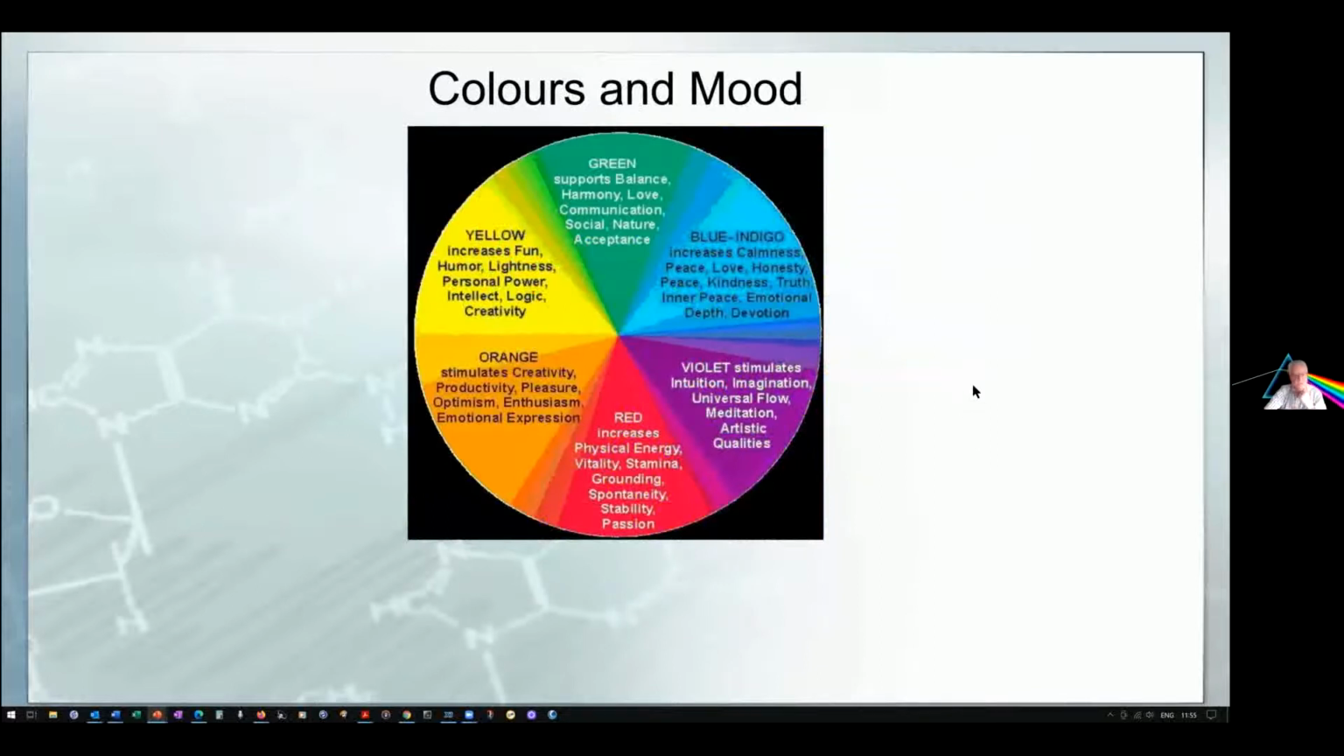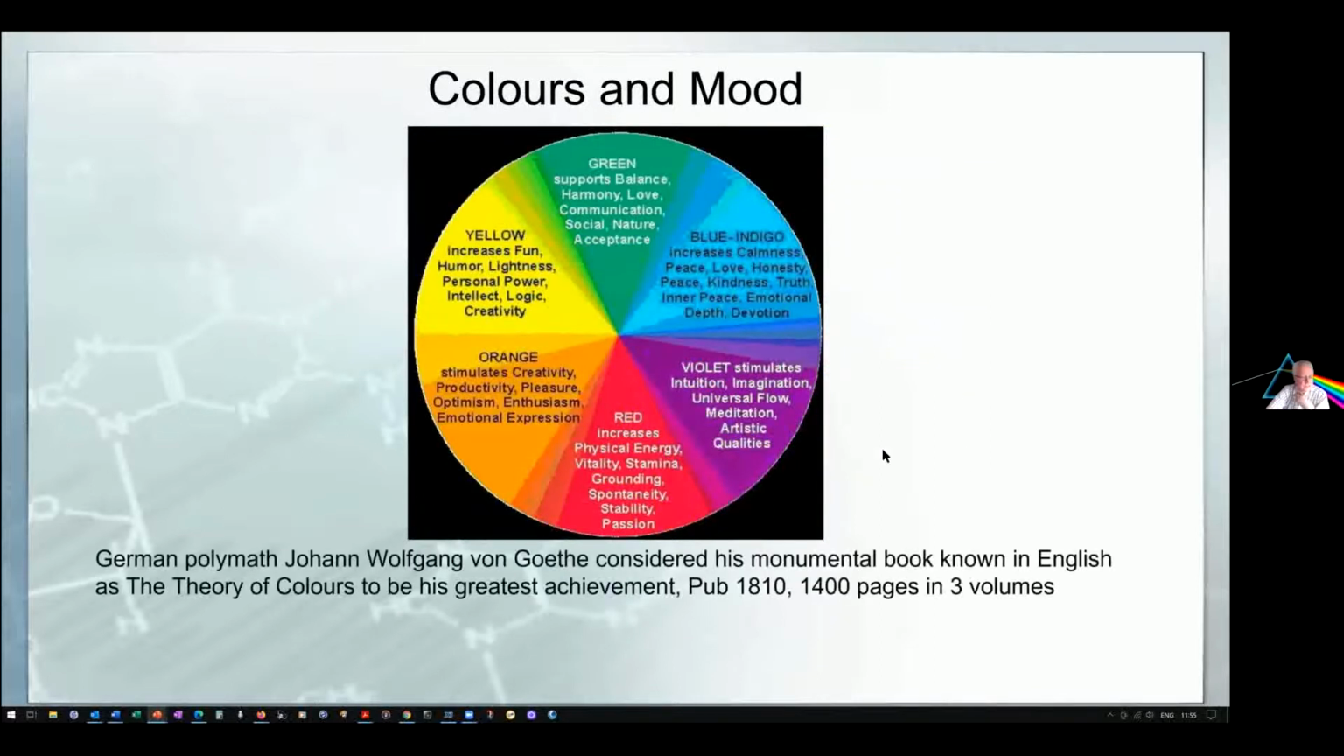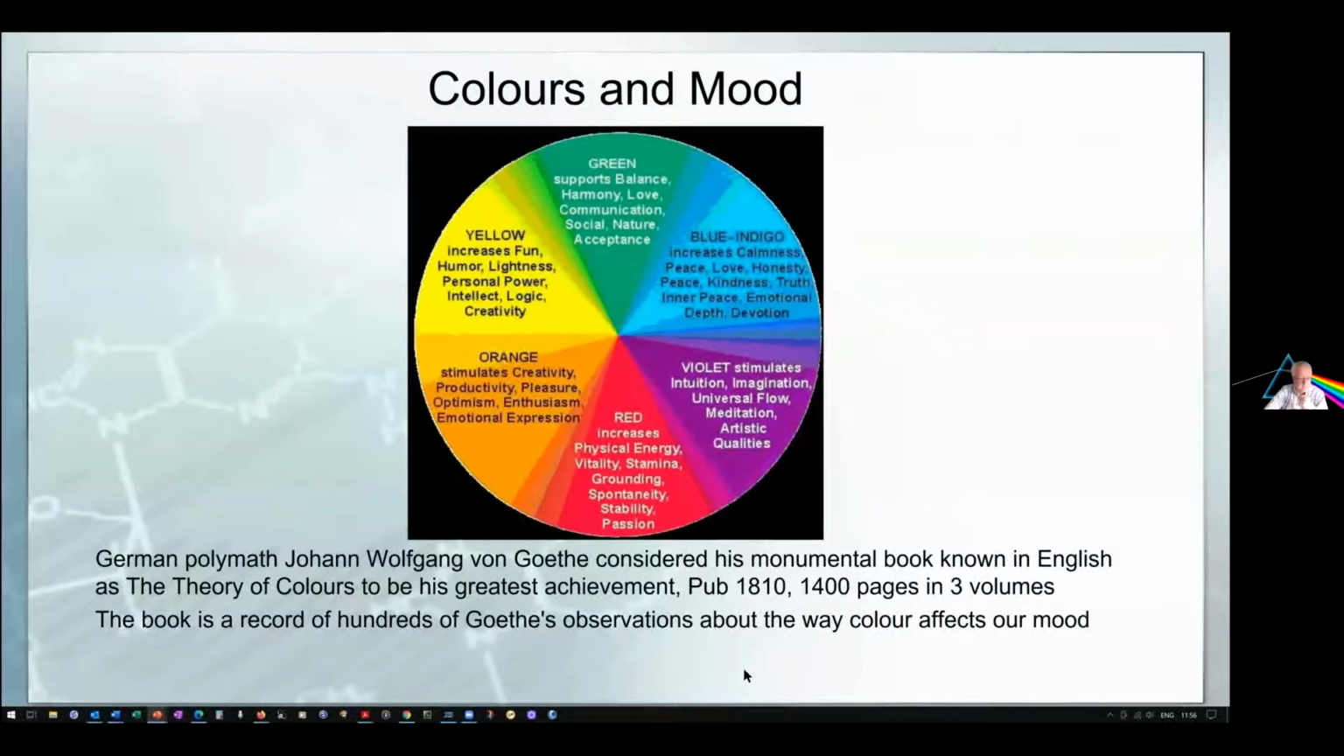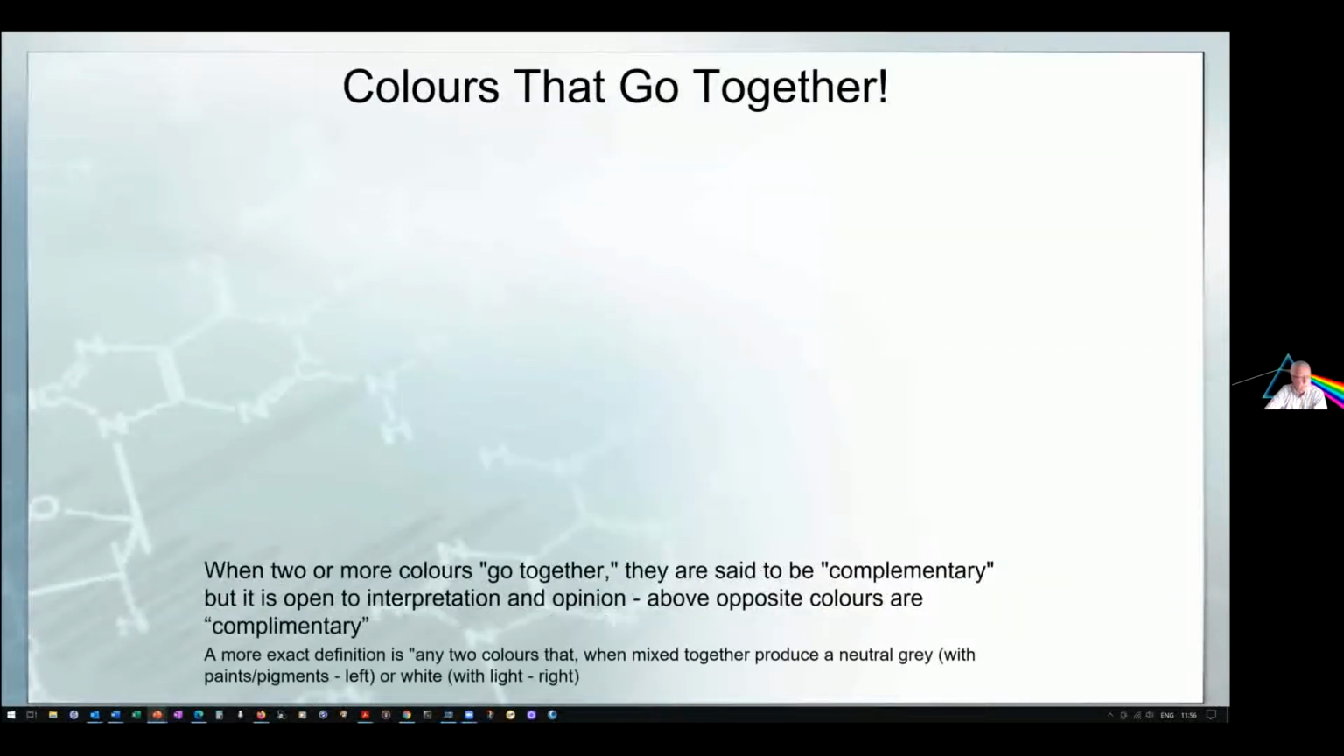Colors affect our mood, so this has been studied extensively over the years. A German polymath called Johann Wolfgang von Goethe wrote a monumental tome in 1810, 1,400 pages in 3 volumes, all about color, every aspect of color. A lot of it was wrong, technically, these days, but it shows that people have been very, very taken by color, very keen to describe it, to investigate it, because it really does affect our lives so much.